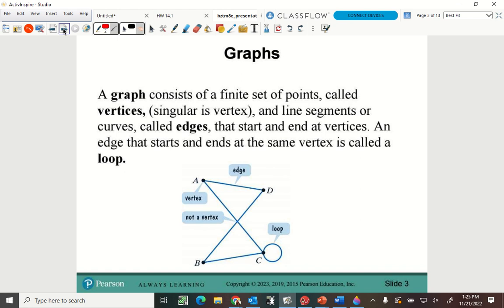So a graph consists of a finite set of points called vertices. So each one of the points is called a vertice. It's not referred to as a point, it's called a vertice. So every time I look at this point, you know it's a vertice. Right? Yes, vertice? Good. Singular is vertex. A line segment or curves are also called the edges. So the sticks in between the dots are called edges. They are the edges that connect our vertices.